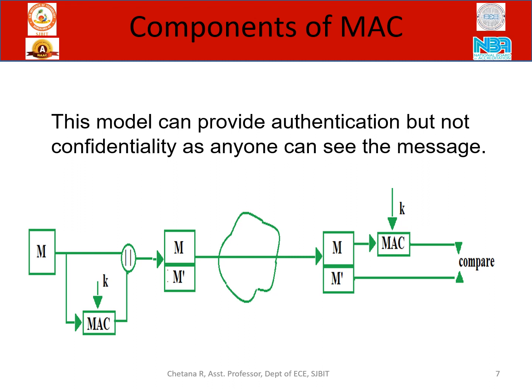So these are the components of MAC. And when you look here, this model can provide authentication. So you are ensuring that the origin is the origin itself and it is not hacked, because you are cross checking with the MAC code separately as well as the one sent in the package. So this ensures authentication but not confidentiality. That means anybody can see. So how do we modify this structure in order to maintain authentication and confidentiality?